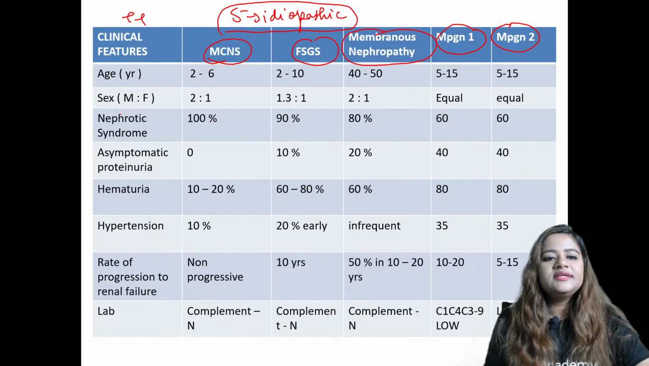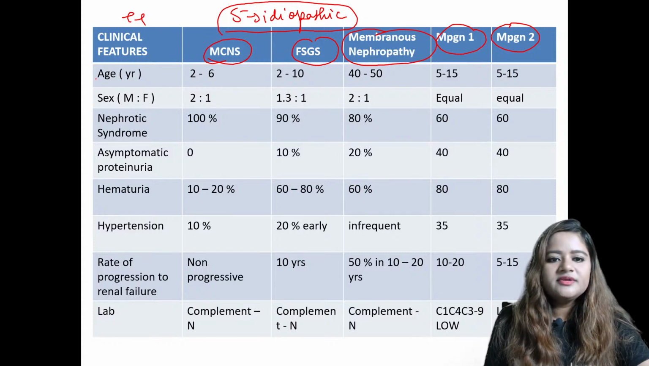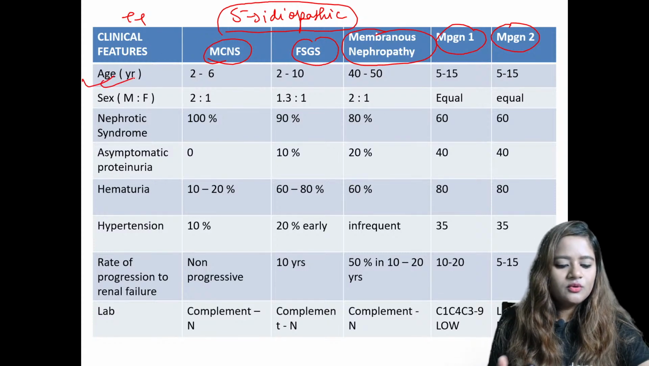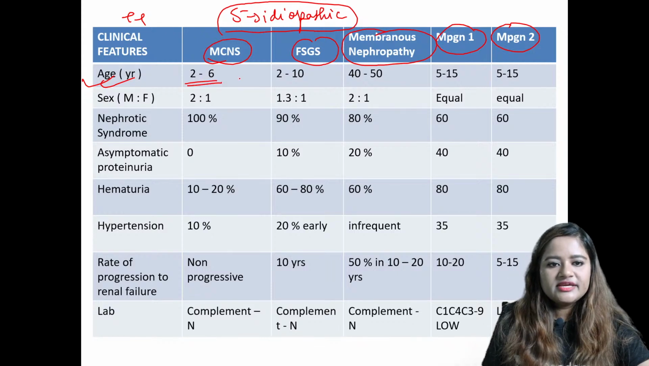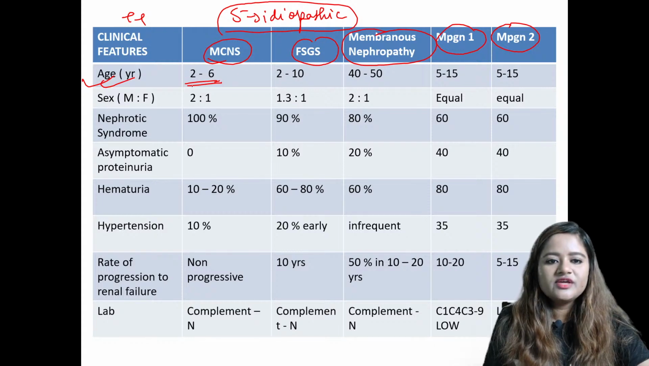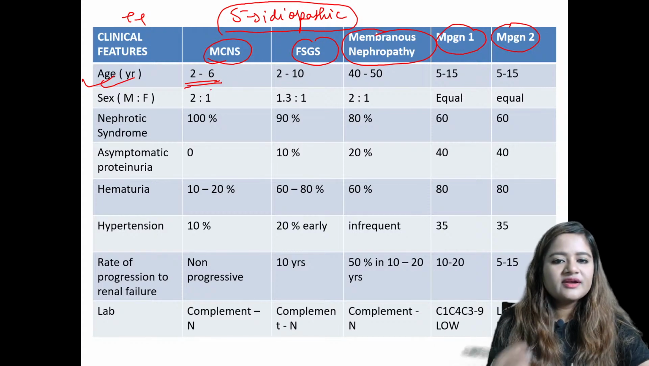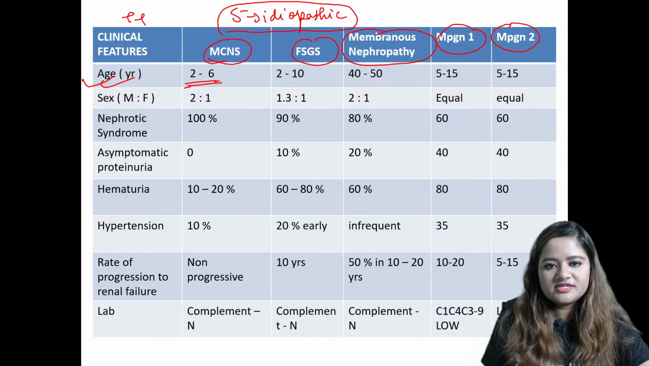So now let us see about minimal change disease, what is going to happen. Minimal change disease, as I told you, the school going age is the most common age of presentation. The age is classically between 2 to 6 years. Between 2 to 6 years, the maximum incidence, if you find a type of nephrotic syndrome, it is generally the minimal change type of nephrotic syndrome.